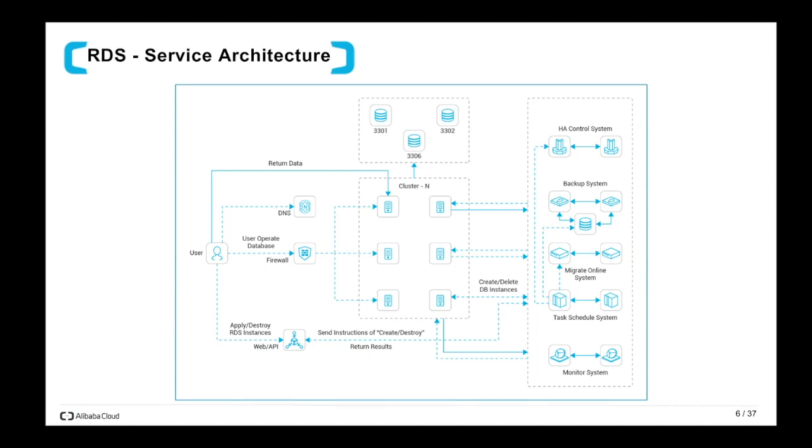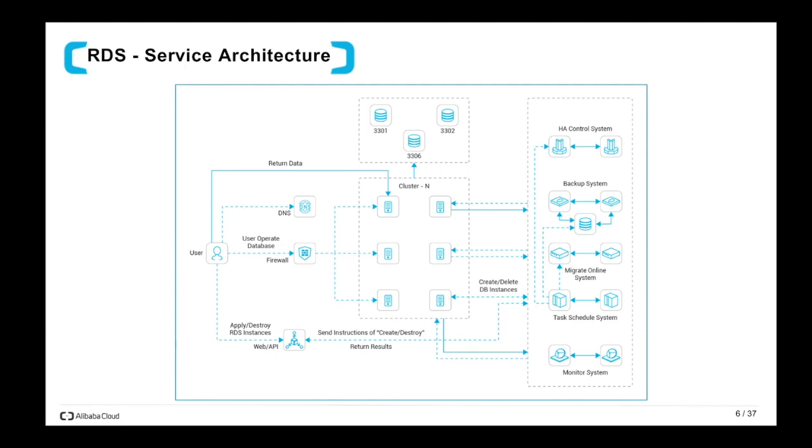We will talk about the master and slave node architecture. The HA control system will do the switchover operation and failover operation according to your requirements. So let's see the process. Let's start from the left side. A user can use the web console or API to send the instruction. For example, if they want to create a new RDS instance, they can use the web console or API, and then it will be sent to the task schedule system. The task schedule system executes the instruction, creates a virtual machine, installs the OS, and installs the database software.